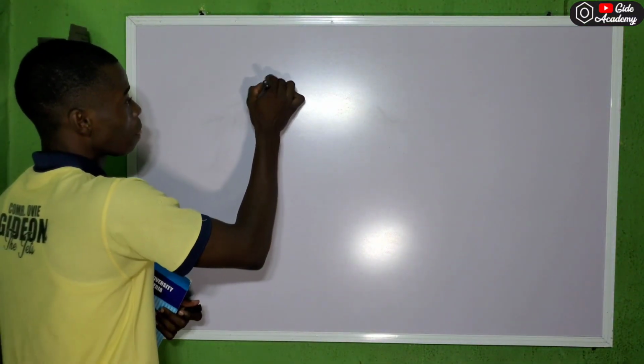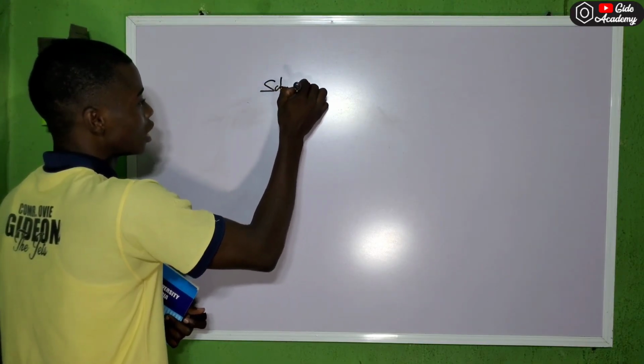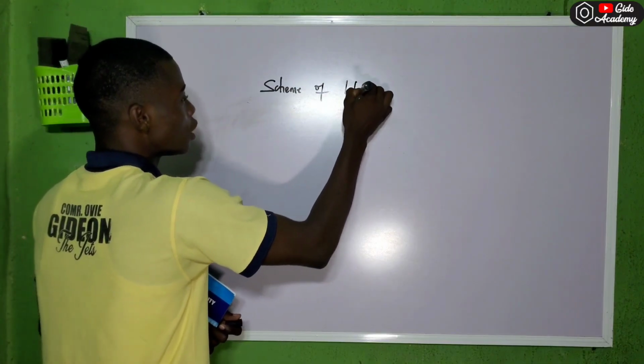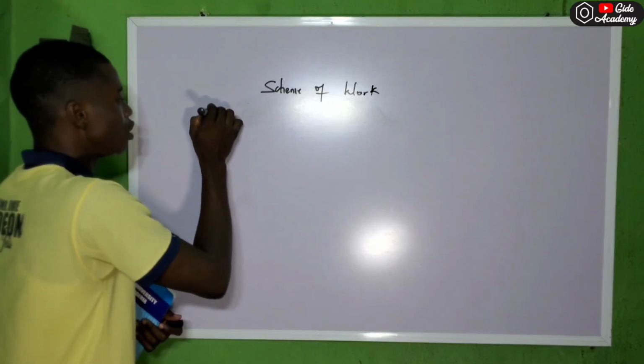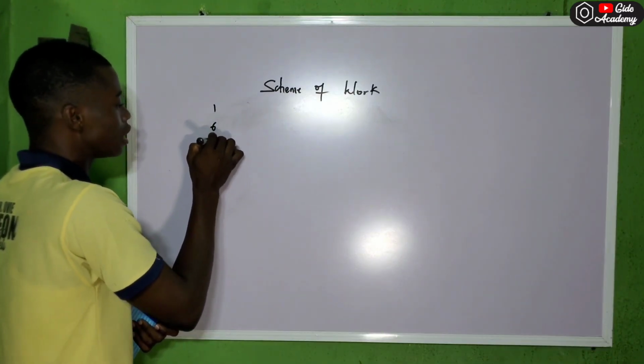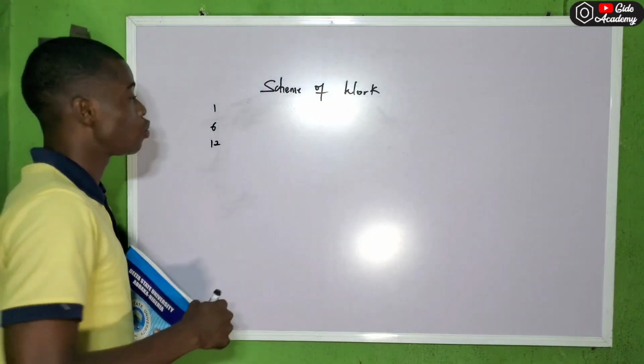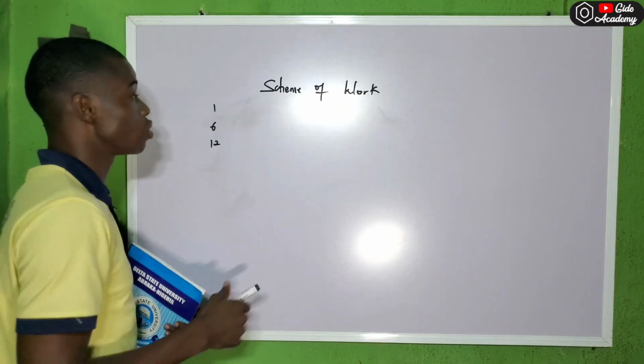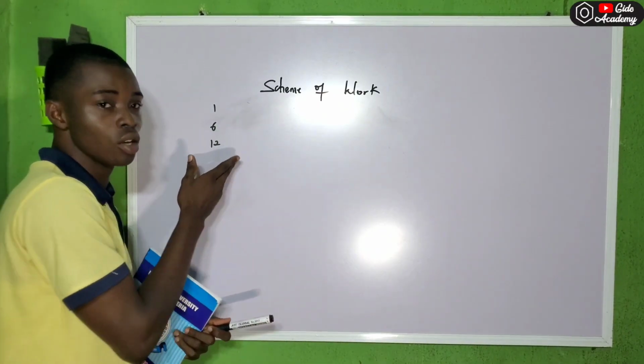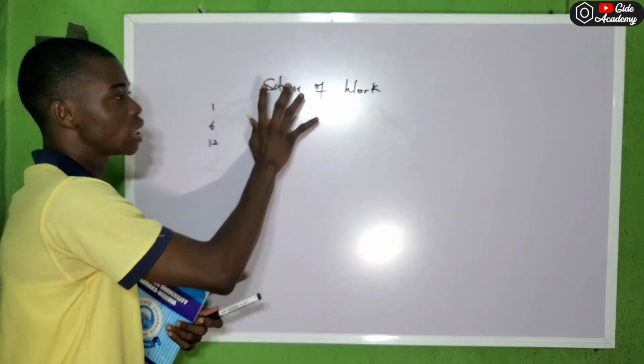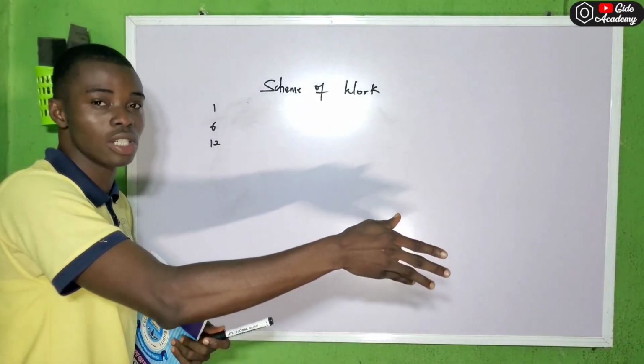Okay, let's get started. The first thing that you should be looking at is the scheme of work. So if you get the scheme of work, I believe that it ranges from week 1 down to week 12. But we are going to stay there just for 6 weeks. So our main focus will be from week 1 to week 6. So if you have gotten the scheme of work, that's fine. Now let's go to the next stage.